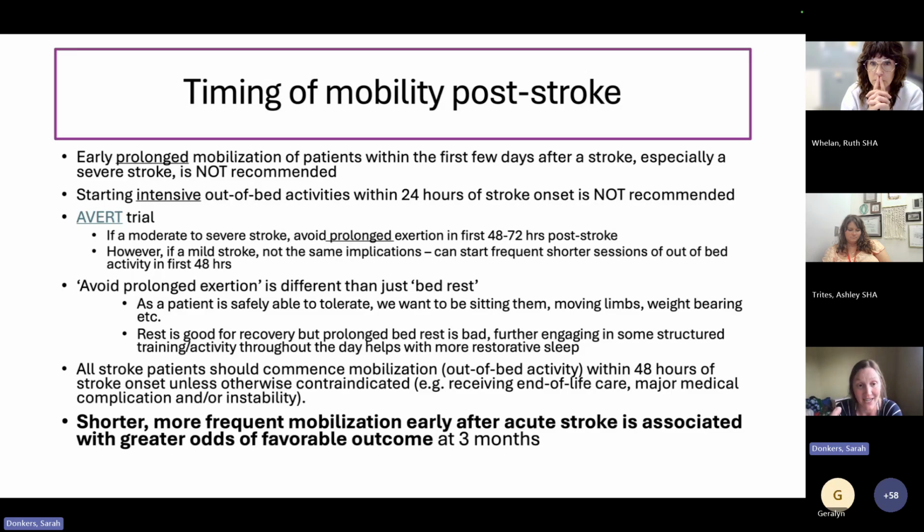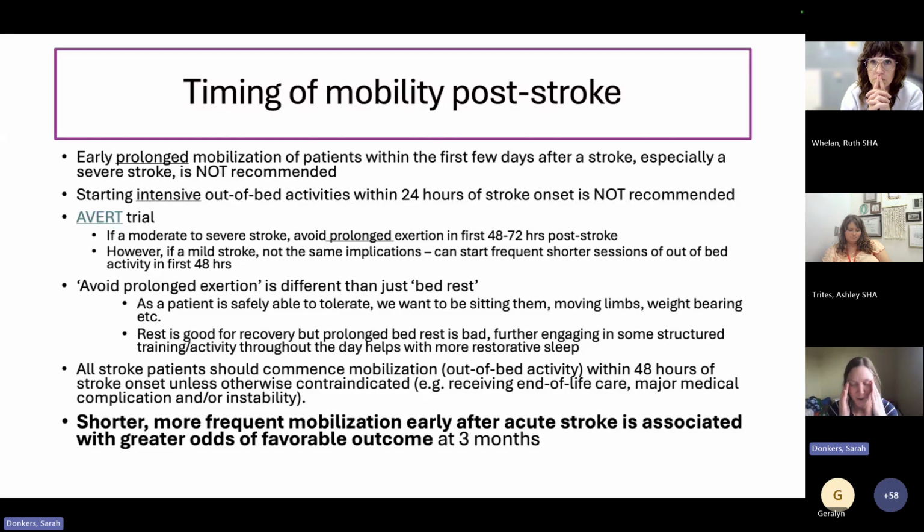But what they did find is outcomes were better if they had more frequent movement. So I just know sometimes that trial gets misinterpreted where we're like, oh no, we're not supposed to move people in the first 3 days post-stroke. Keep in mind that avoiding prolonged exertion is very different than bed rest. And there's lots of movement that can happen within a bed, right? So bed mobility, simple exercises like leg pumps, bridges, even getting them to try and assist in self-rolling, coming in for your nursing check and just asking them to sit up off the back of the bed.